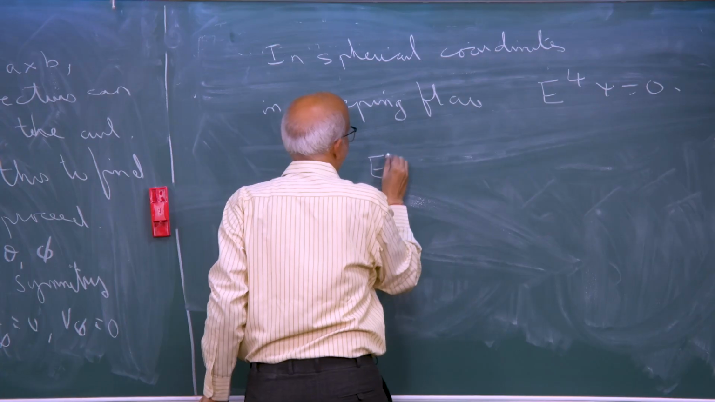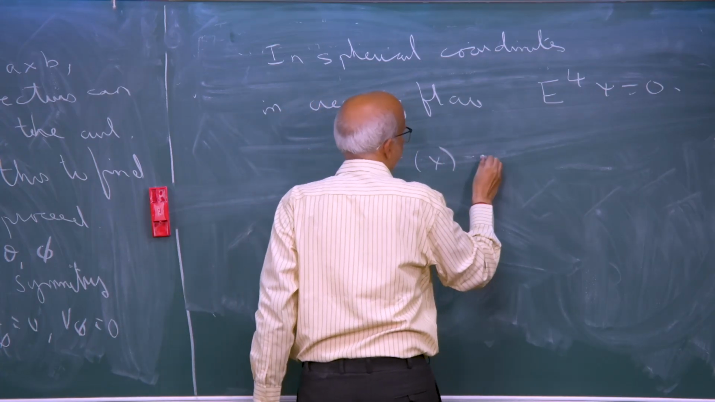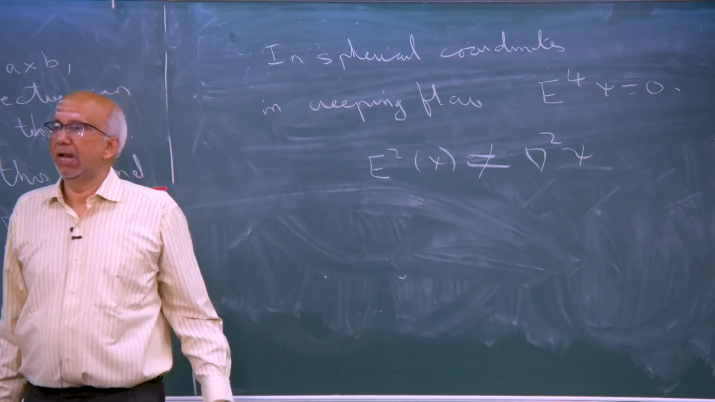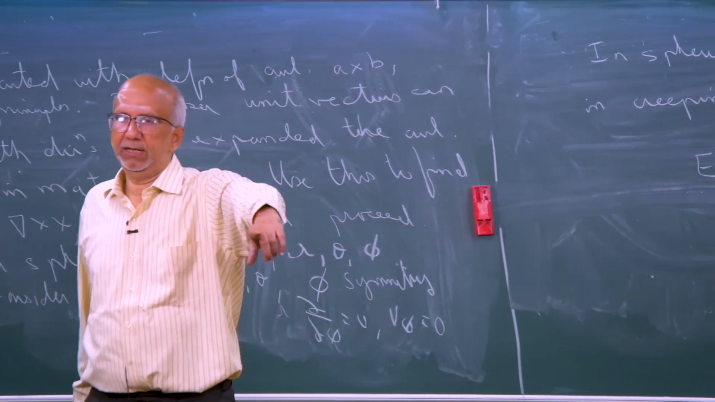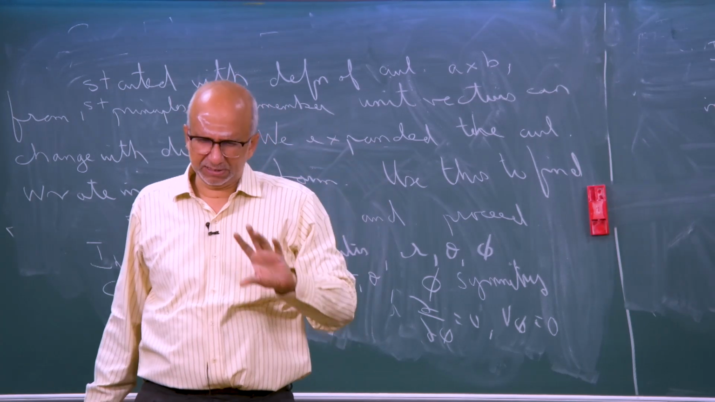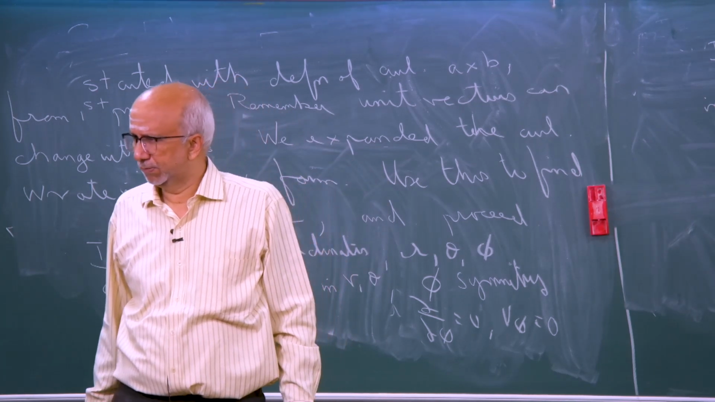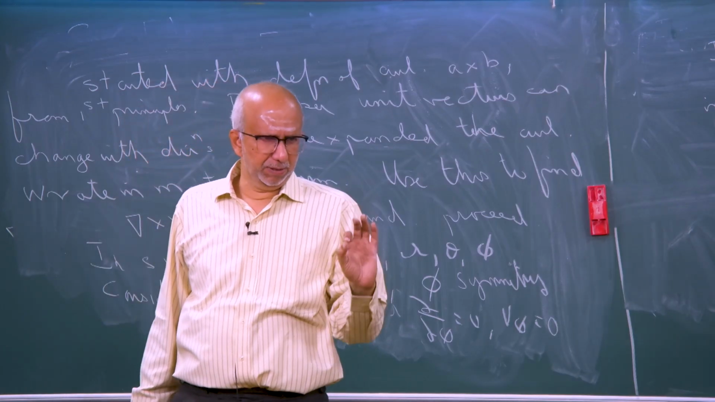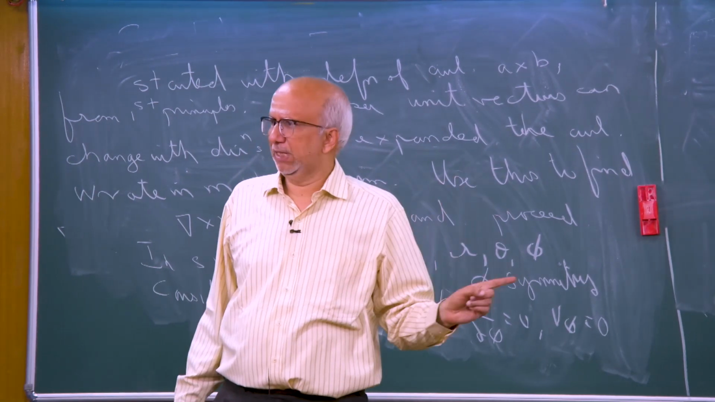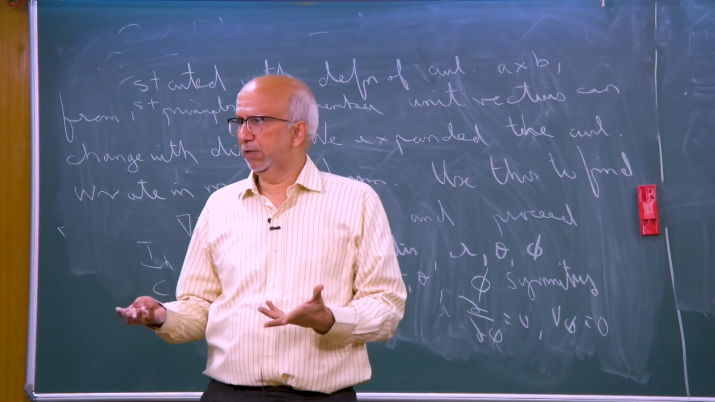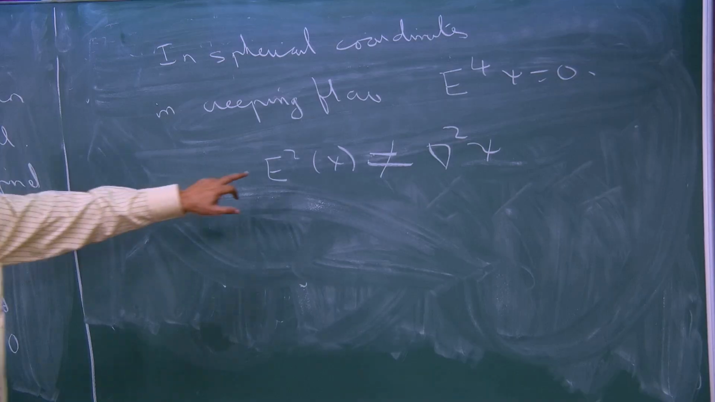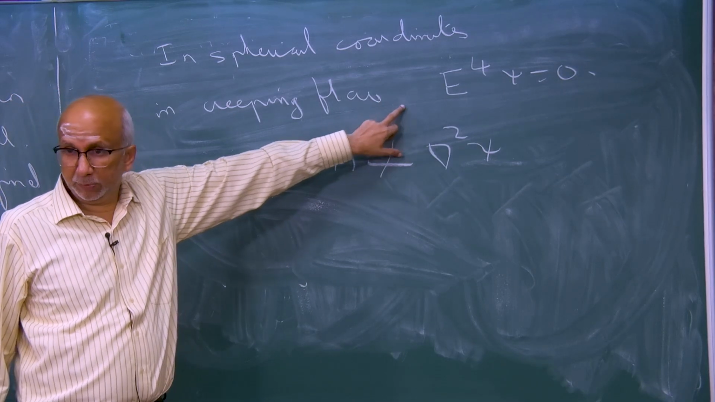and E squared operating on psi is not equal to del squared operating on psi. In Cartesian and cylindrical they are equal, but in spherical they are not, and that has something to do with the coordinate system, which I do not want to confuse you by explaining. But I want you to understand that some people write del squared with a certain meaning in spherical, but when they solve the creeping flow problem they use a different del squared. How can you have two different del squareds for the same coordinate system? So, what we are going to use is E squared, and this is what I want you to derive.